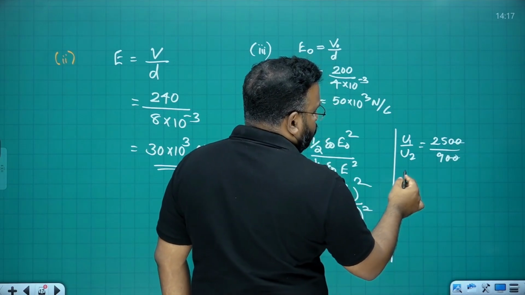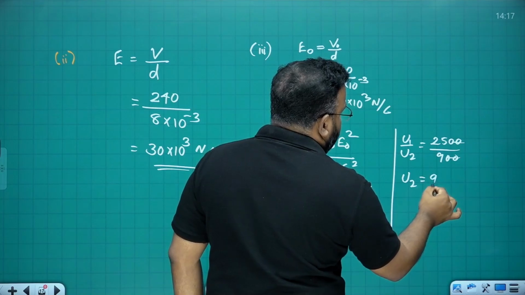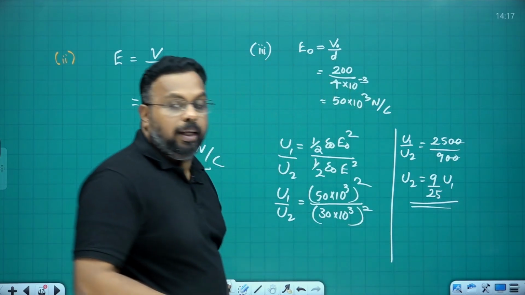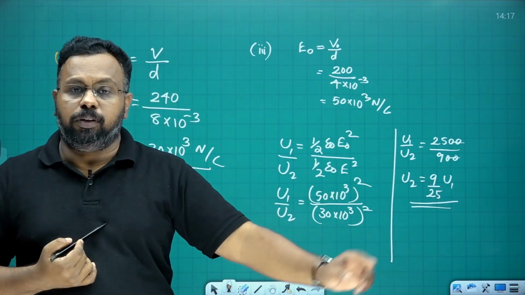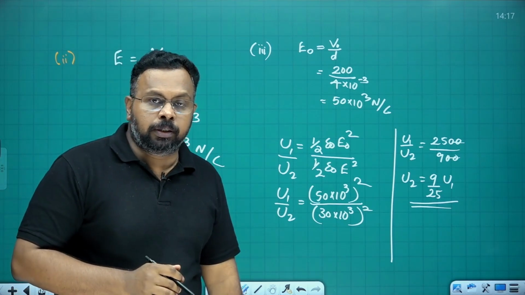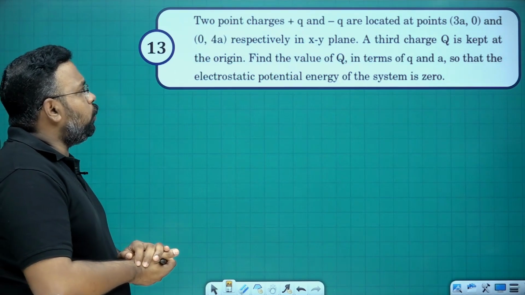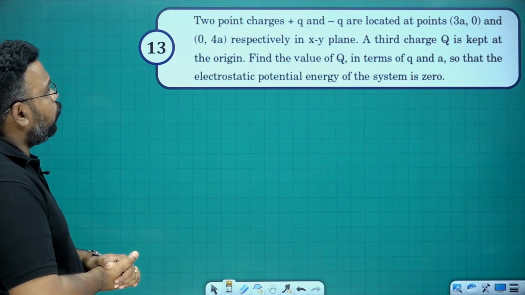So what is the relation? U1 by U2 is equal to 25 by 9, or U2 is equal to 9 by 25 times U1. This is how energy density is changing. If the initial energy density is U1, the final energy density will become 9 by 25 U1. Understood? Yes. Next.